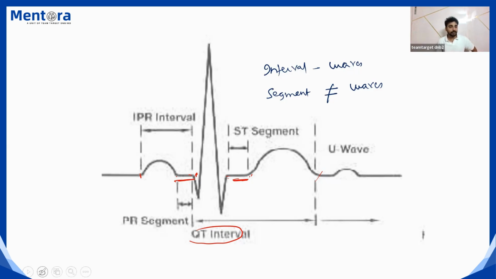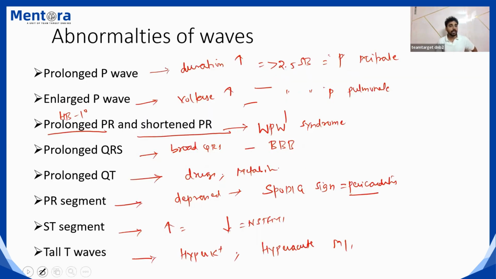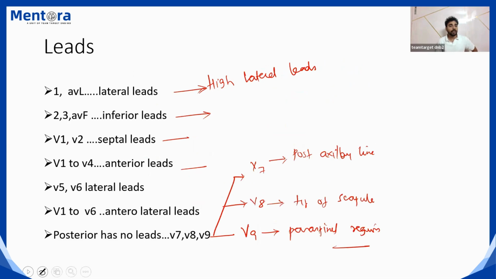the only thing is, wherever you find abnormalities, you have to see which leads they are in. I and aVL is lateral abnormality, II, III and aVF is inferior abnormality, V1 and V2 septal, V1 to V4 anterior, V1 to V4 plus V5 and V6 anterolateral, very important. And for posterior you put V7, V8, V9: V7 at the posterior axillary line, V8 at the tip of the scapula, V9 at the paraspinal region. Right?